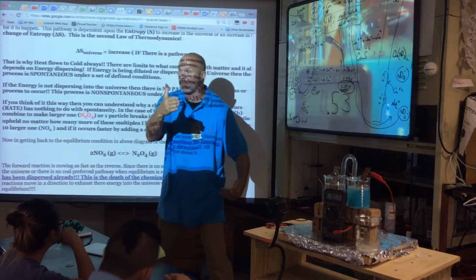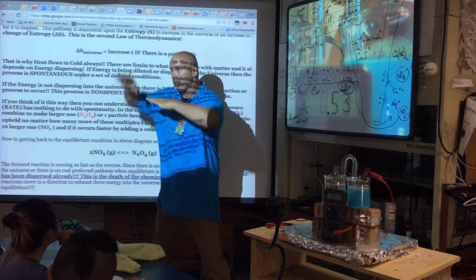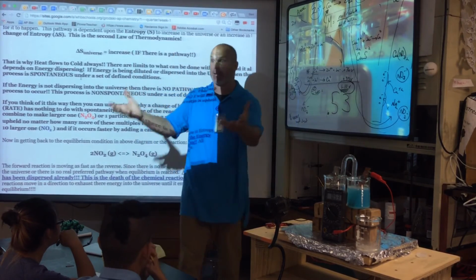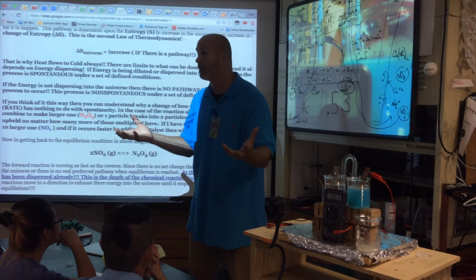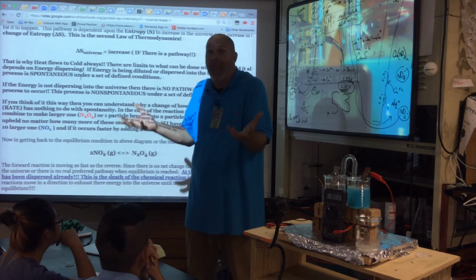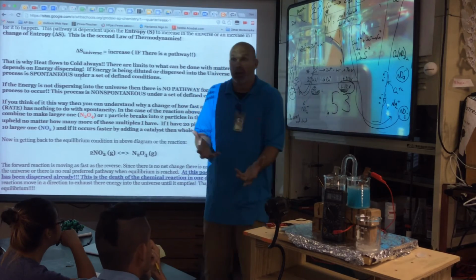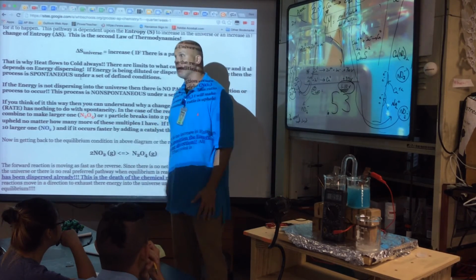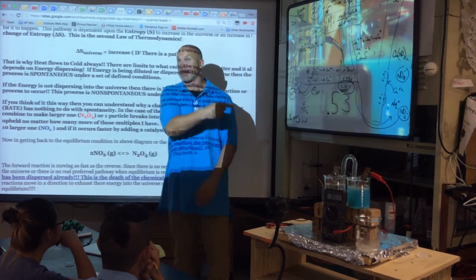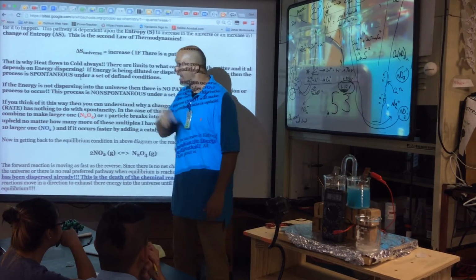If you're going as fast in the forward as the reverse and the amount of reactants and products are staying constant, there's no net pathway, which means there's no more energy to disperse. You've reached the point where you've exhausted all of your stored energy, or there's no net change. Death of a reaction. That's what equilibrium is.